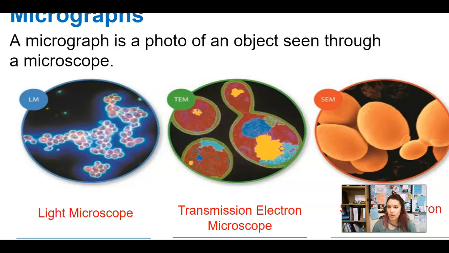Scanning is going to cover the outside. You'll see the surface area and any special features. For example, I think in the video we watched, it was a fly's compound eye, and you can see the surface of everything really well. Whereas with transmission, you can see through it. It bounces the electron beams through so that you can see the smaller organelles and the features inside of cells.